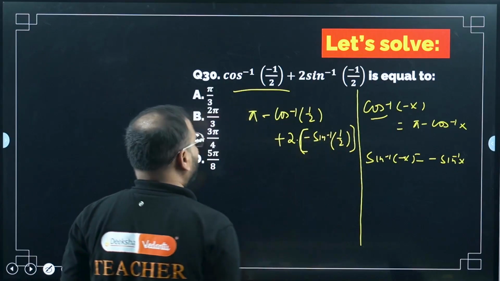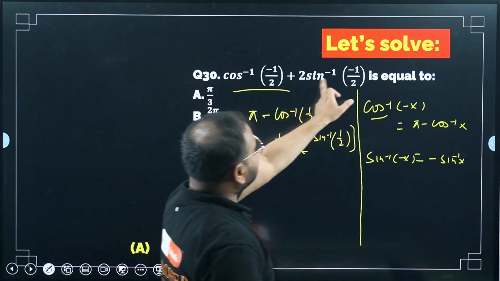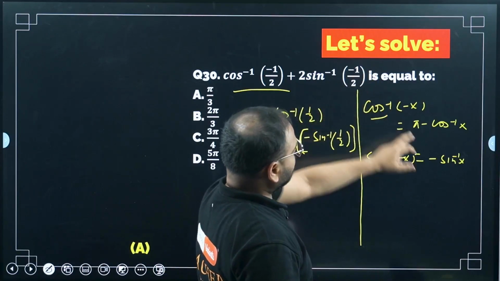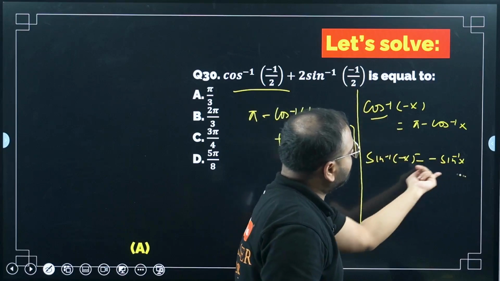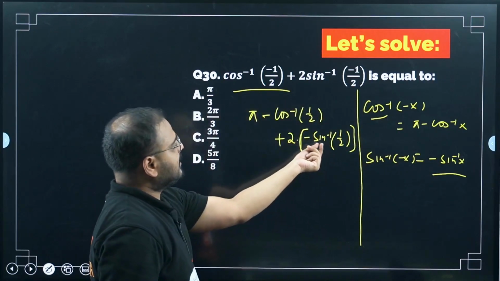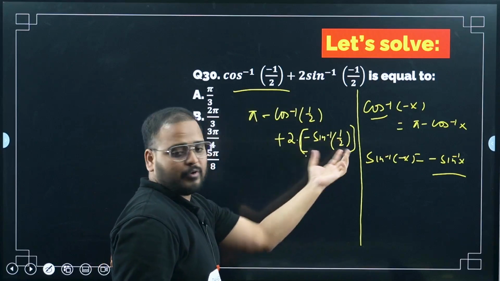Don't ask what I'm doing. I hope you understand this from here. I'm applying the sine inverse of minus x formula because x is 1 by 2, so minus x will be minus 1 by 2. This is equal to minus sine inverse of x. So I'm applying that: the minus has come out, and sine inverse of 1 by 2 is there.